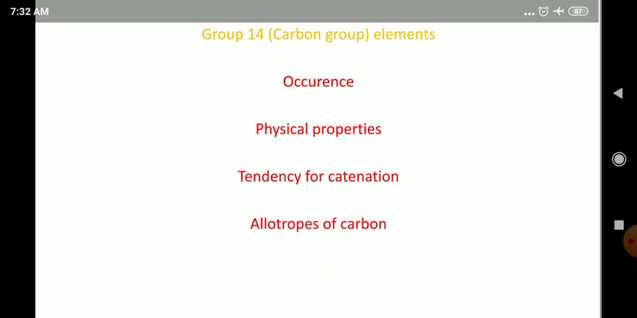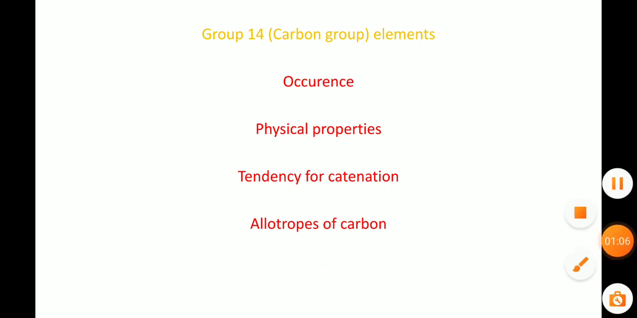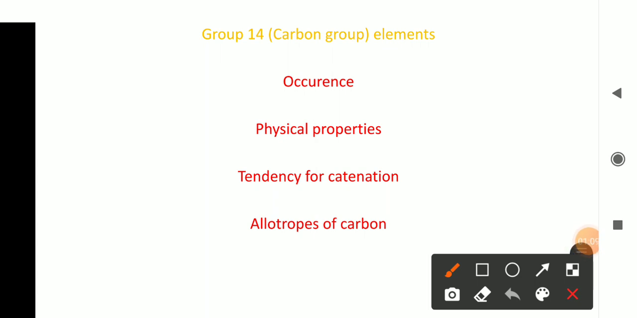Dear students, in the group 14, that is in the carbon group elements, the properties we are going to discuss is occurrence. Occurrence in the sense sources from where we get those elements. Then secondly, physical properties about their electronic configuration, atomic number, mass number, density, melting point, boiling point, everything will come under the heading physical properties. And the third thing we have to discuss is tendency for catenation. So catenation is a special property. About that we have to discuss.